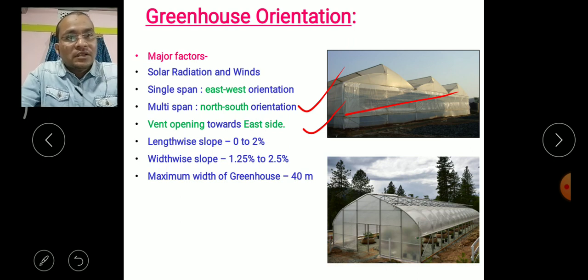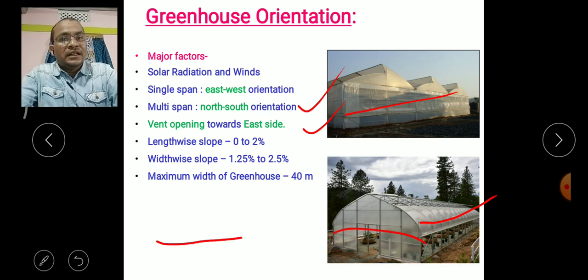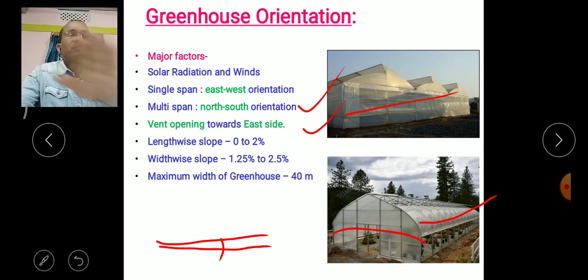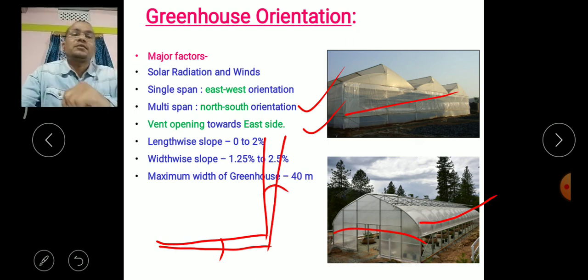If it is a greenhouse, here you see this is the length, this is your width. So lengthwise the slope should be 2%, widthwise it can be up to 2.5%. That much sloping is feasible widthwise, for easy draining of the water and also for ventilation purposes. If it is the length side, 2% is feasible. Okay, clear.